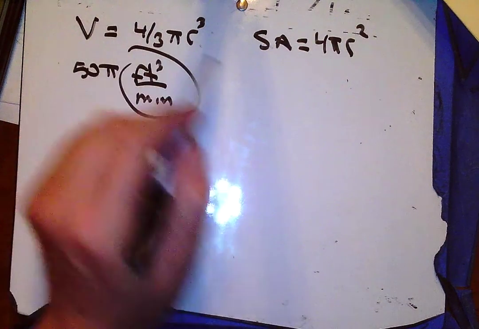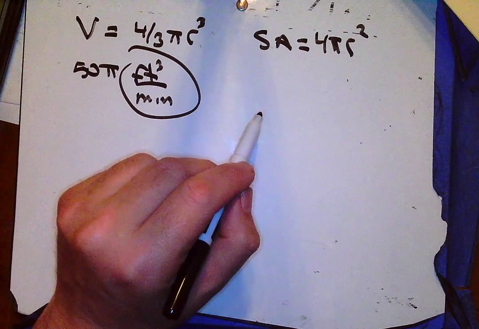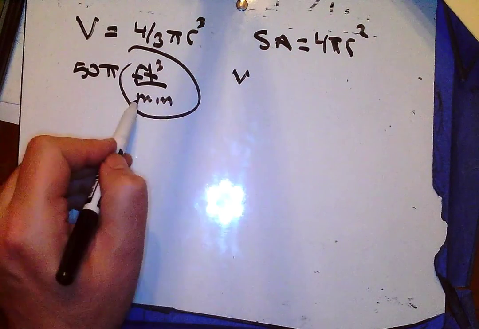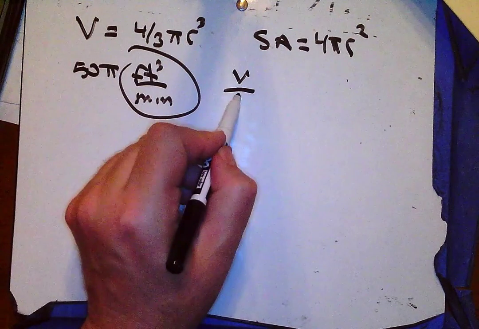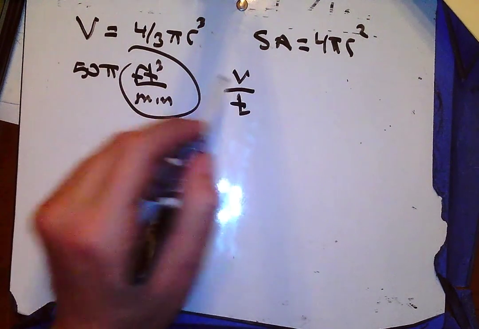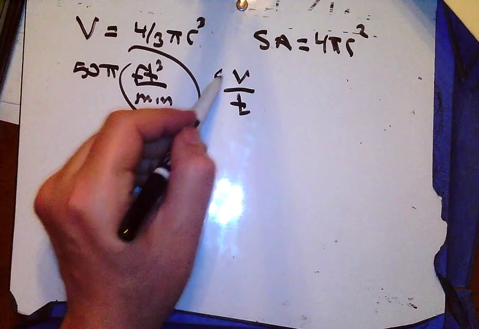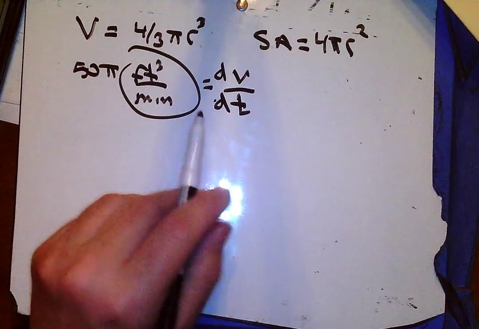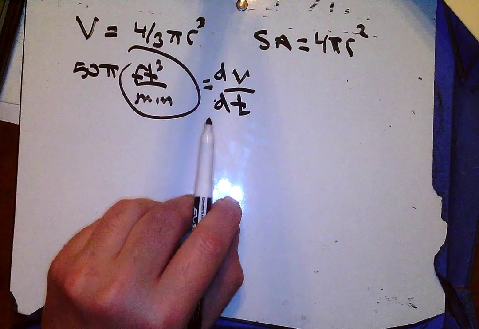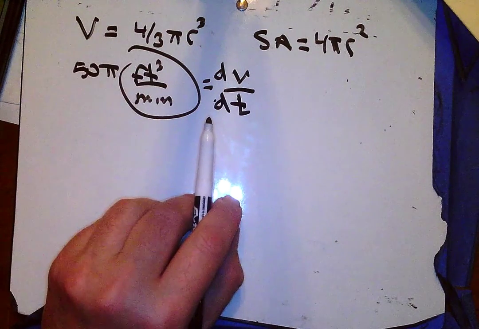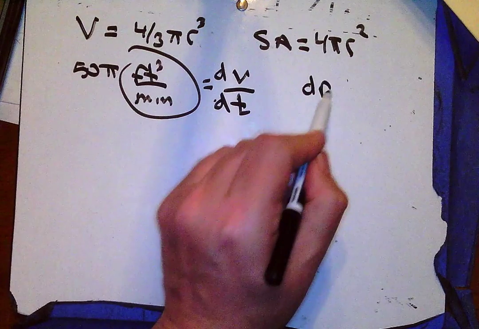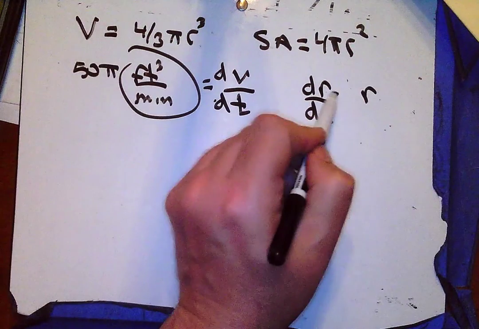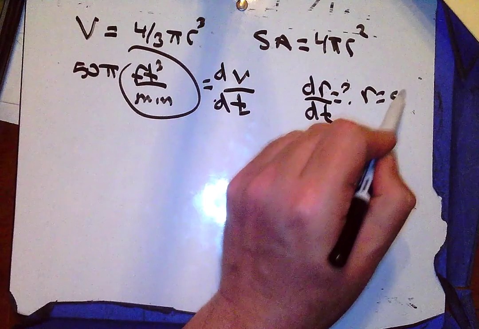Well, what is this? How would you name this in calculus? I would say cubic feet is volume and minutes are time. And so what I'm looking at here is my dV/dt. dV/dt is 50 pi. So then, how fast is the balloon's radius increasing? I want to know about the change in radius with respect to time when r equals 5 feet.